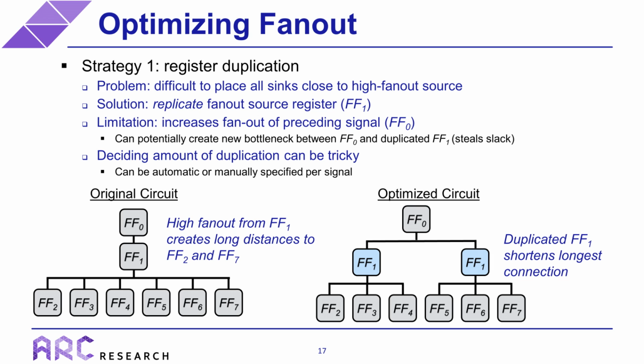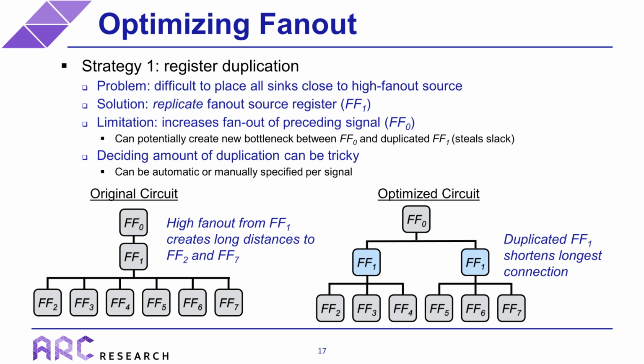One solution to this problem is to replicate the fan-out source register, which in this case is flip-flop 1. The right figure shows this replication, where there are now 2 copies of flip-flop 1, each having a reduced fan-out of 3 instead of 6, which allows for closer placement of some of the sinks. This improvement unfortunately doesn't come for free. In this example, we obviously pay a price of 1 additional flip-flop, but that's not the only cost.